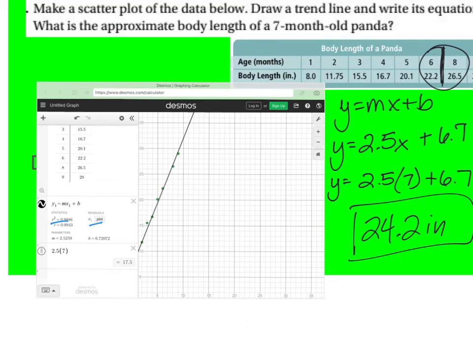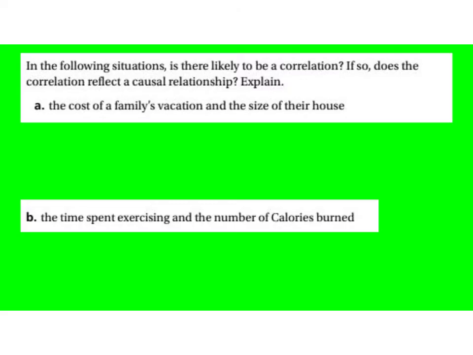All right, let's look at one more thing. It says here, in the following situations, is there likely to be a correlation? If so, does the correlation reflect a causal relationship? So we're going to explain these. The cost of a family's vacation and the size of their home, or house, it should say. Would there be a relationship between these things? I mean, would there be a correlation, I guess I should say? No. There shouldn't be, right? The cost of a vacation and the size of their home. So this would be no correlation.